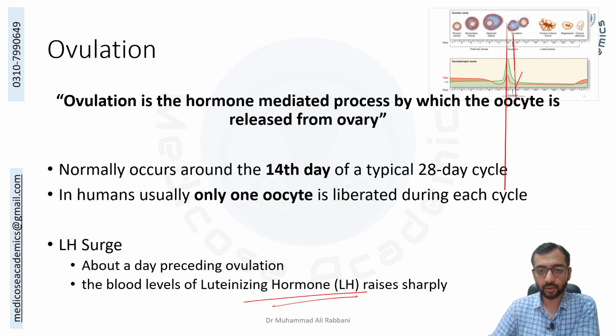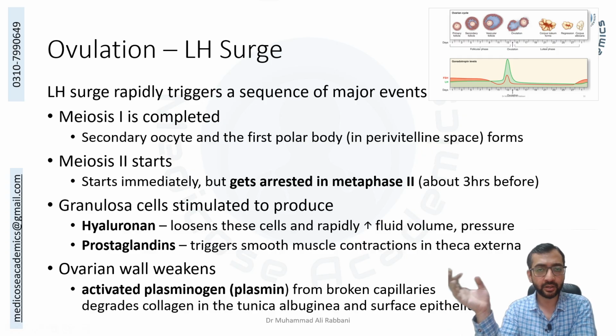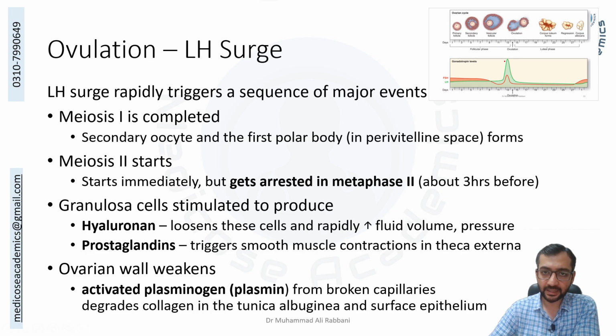So what does the luteinizing hormone surge do? Luteinizing hormone triggers a sequence of major events. Up till now, I have been reiterating again and again that the oocyte, regardless of the stage of follicle development, whether it was primordial or primary, single-layered, multi-layered, or secondary, or antral, or Graafian, was stuck in the prophase 1 of meiosis 1. But this LH surge, this increase in level, triggers the completion of meiosis 1. It moves along from prophase 1, goes to metaphase, anaphase, telophase, and completes meiosis 1.